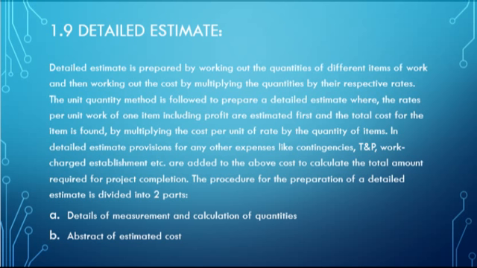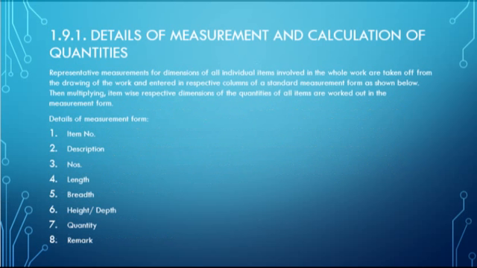The procedure for the preparation of a detailed estimate is mainly divided into two parts. Number one, details of measurement and calculation of quantities. Number two, abstract of the estimated cost. So we discuss first the details of the measurement and calculation of quantity: how you calculate various details and how you maintain them in a tabulated manner so that ease of calculation is achieved.